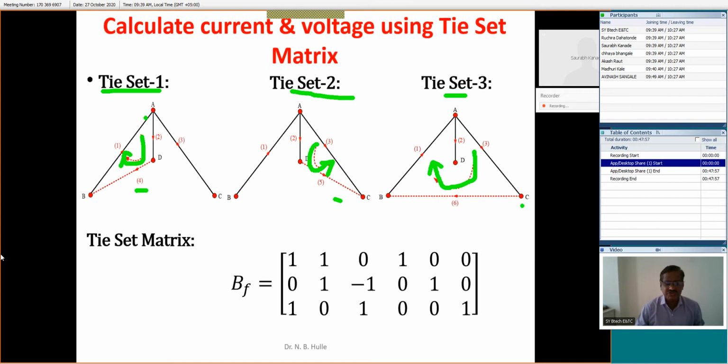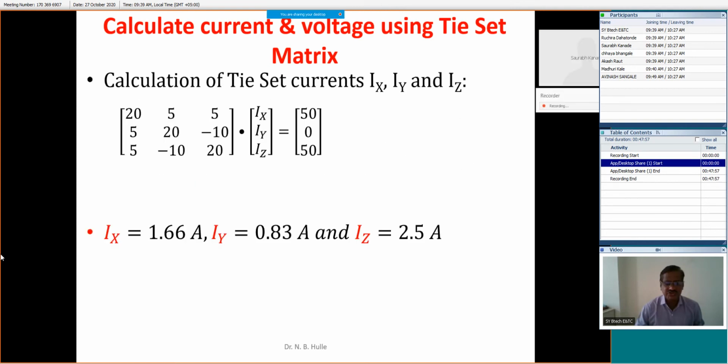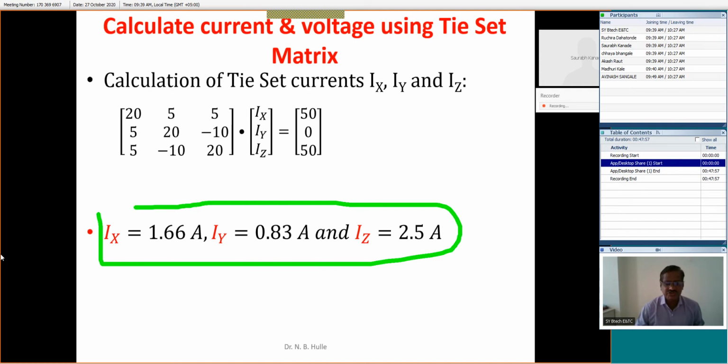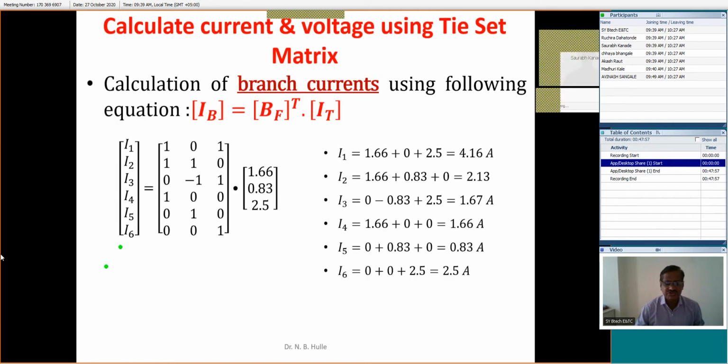And from these loop currents, we can find out branch current 1, branch current 2, branch current 3, branch current 4, branch current 5, then branch current 6 by using some relation. Now I will discuss which relation we are using. If we know the tie set currents, or loop currents to be exact, then we can find out the branch currents using the equation. What is the equation? IB is equal to BF transpose into IT.